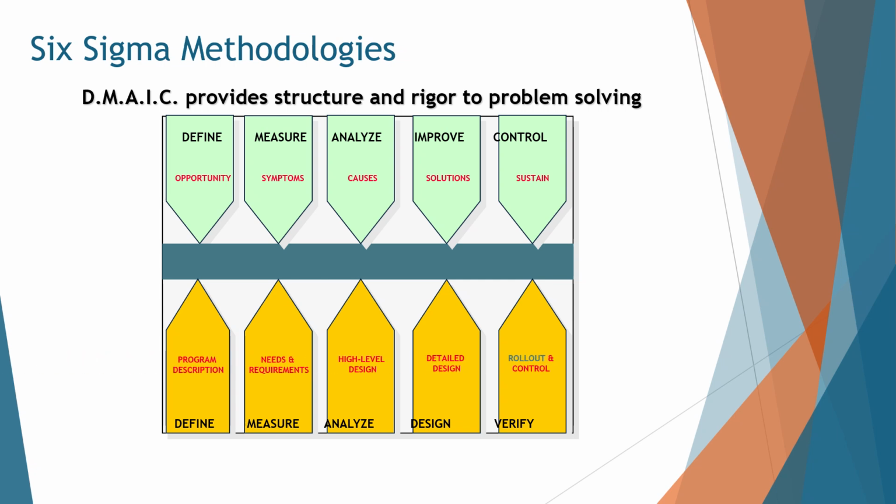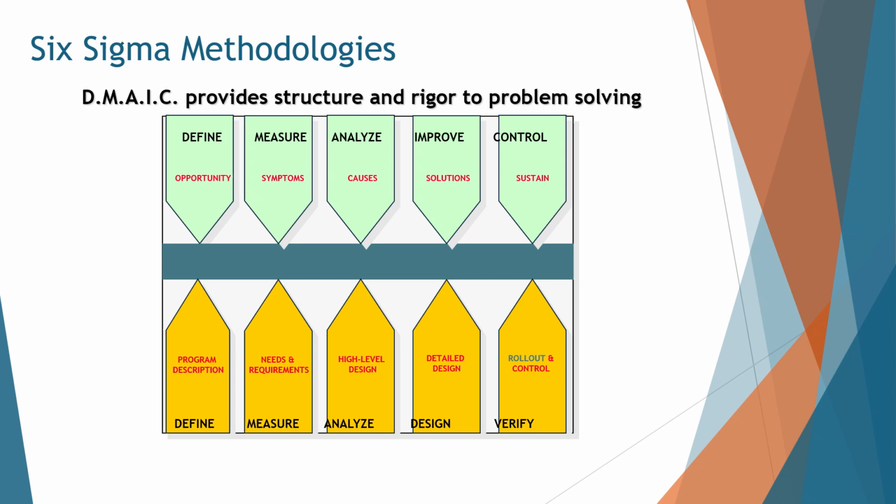So you define the program description. 2, measure needs and requirements of your customers. 3, analyze high-level design. 4, design detailed design. 5, verify. You do rollout and control. We'll look at these phases in some detail in a moment. However, at this point, focus on the middle bar. The general thought process is simple.